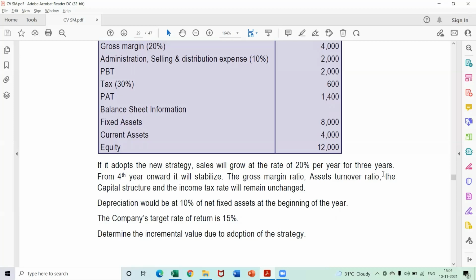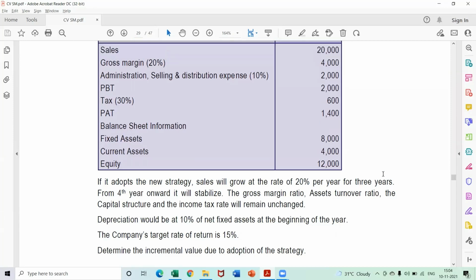How do we find out the future cash flows? First we'll find out sales, then gross margin at 20% on sales, then admin expense at 10% on sales. So you get PBT at 10% on sales. Then you'll reduce tax, so you get PAT. Then you will add back non-cash items like depreciation, and you will subtract capital expenditure, and also you'll adjust for working capital changes. So that gives you future cash flows.